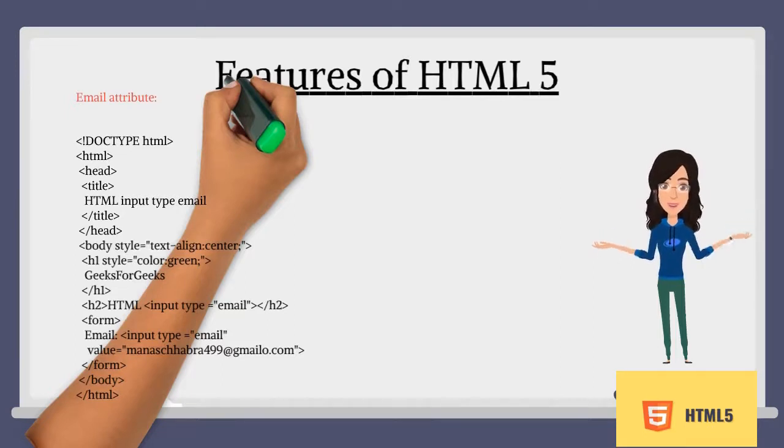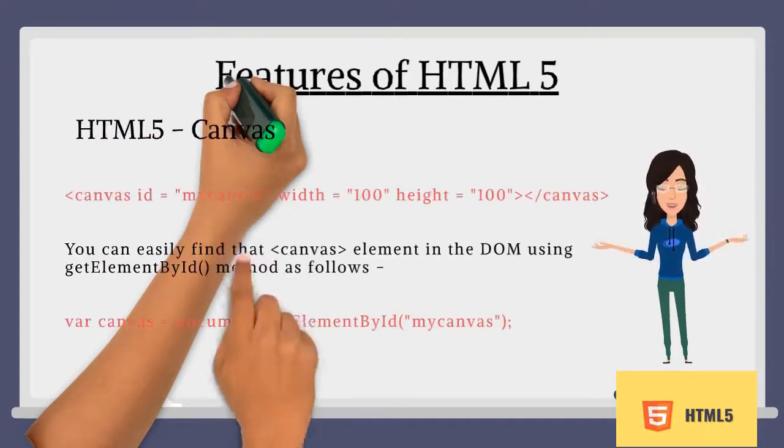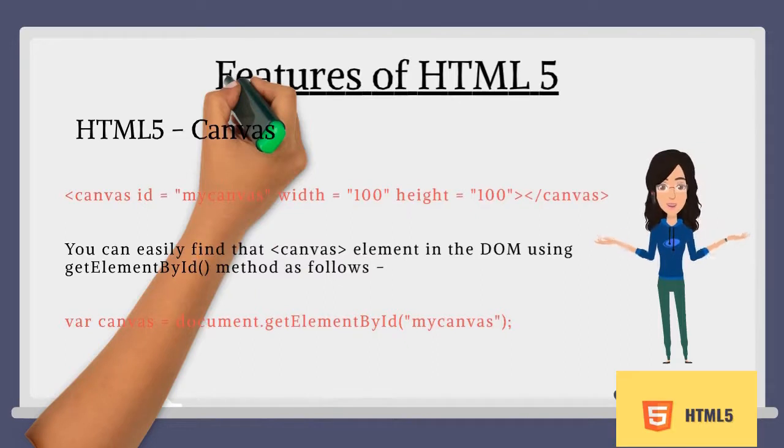And there is also one more tag, the canvas tag. The HTML5 canvas element gives us an easy and powerful way to draw graphics using JavaScript. It can be used to draw graphs, make photo compositions, or do simple animation. You can see on the screen the simple canvas element, which has only two specific attributes, width and height, plus all the core HTML5 attributes like ID, name, class, etc.